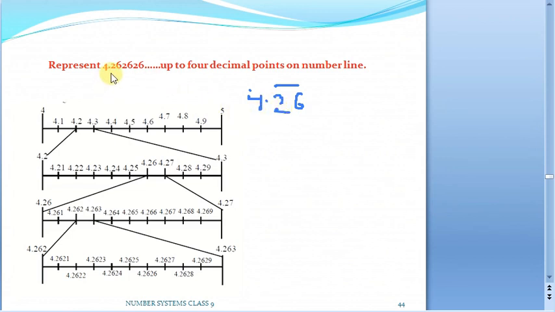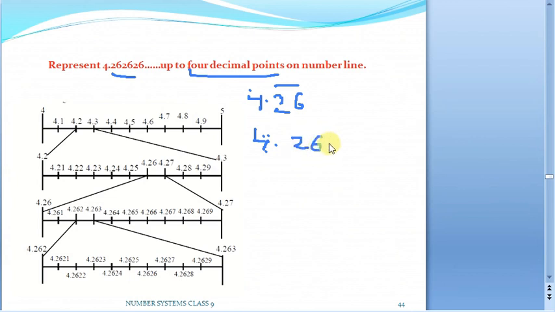So I have to represent it. When it is non-terminating repeating, it won't have any end. Suppose we keep on doing this method, we would have to go through millions of places, because it will keep on going like that. So when we are given such decimal expansions, it will be clearly mentioned how many decimal places we have to consider. Here the question is about only 4 decimal places on the number line. So there will be many places, but we will consider only 4 places after the decimal point.